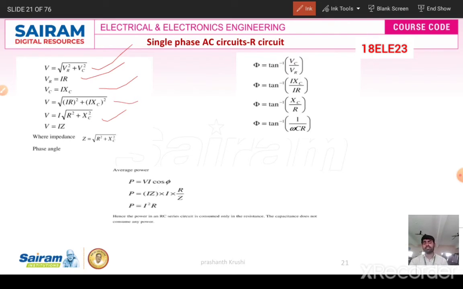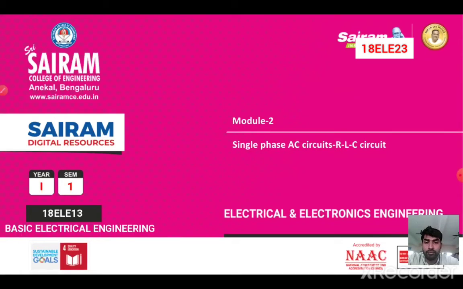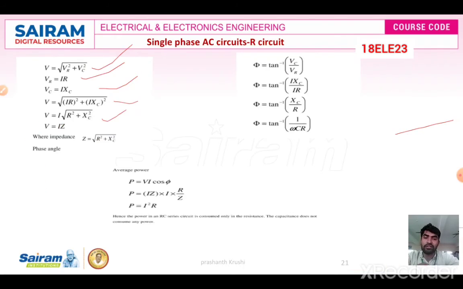So phi is equal to tan inverse of VC by VR. If you want to calculate phi, tan inverse of IXC by IR. So phi is equal to tan inverse of XC by R. So phi is equal to tan inverse of 1 by omega CR. Right. This is the capacitance circuit. So if you want to calculate the phase angle, we can use this phase angle formula.